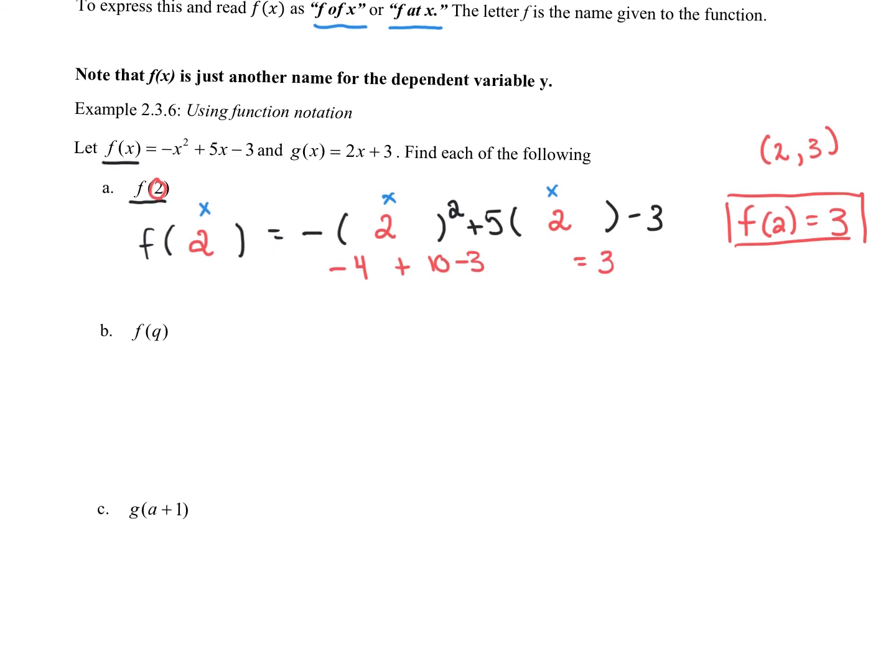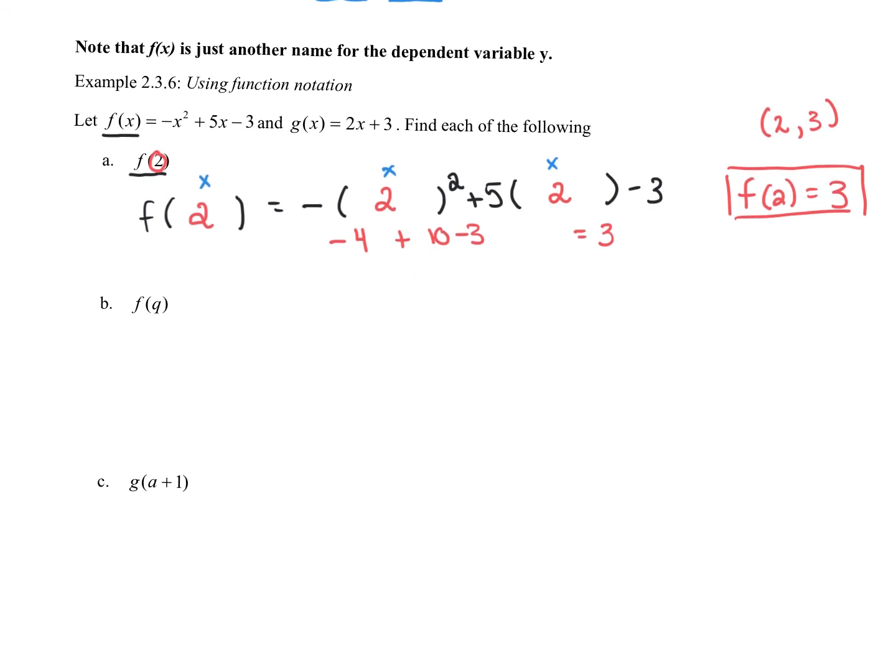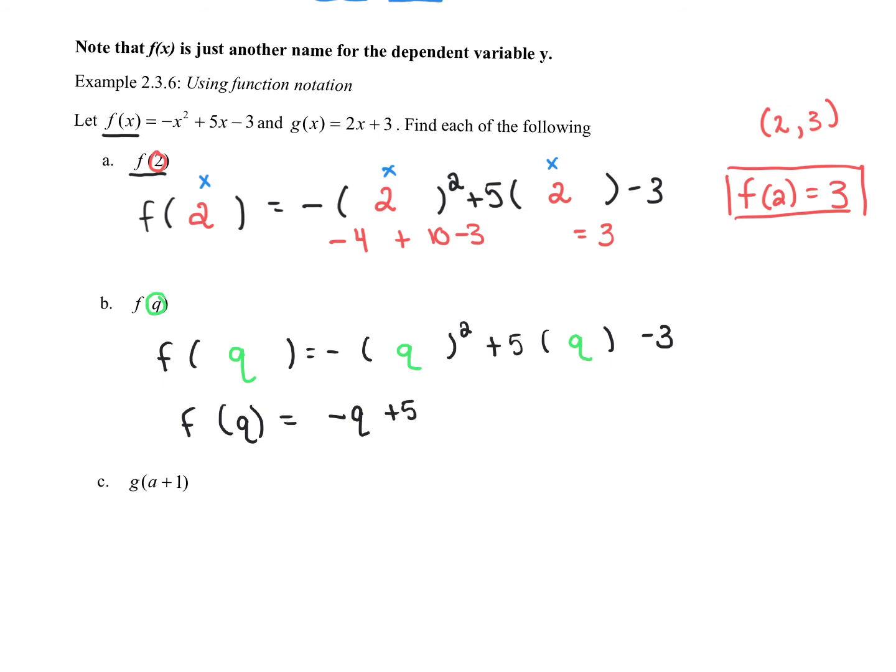Letter B is very similar. I'm going to write the function down with my blanks in it: f of something equals negative parentheses something squared plus 5 times something minus 3. And the something I'm going to plug in is a q. So f of q equals q squared, then you make it negative, plus 5q minus 3.